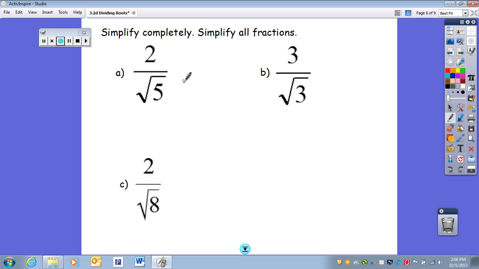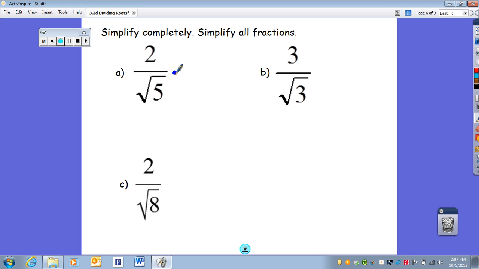Let's do some more. So we have 2 over the square root of 5. So I want to get rid of the radical in the denominator. I'm going to multiply both the numerator and the denominator by the square root of 5.